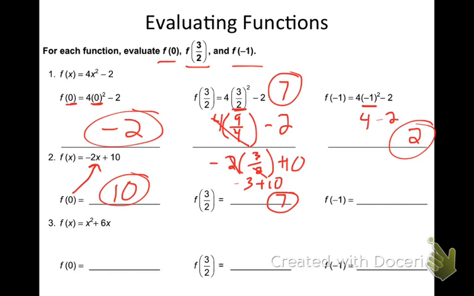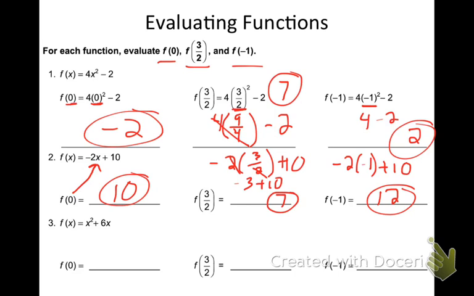Then I have negative 1. So I have negative 2, parentheses, negative 1 plus 10. What's negative 2 times negative 1? 2. Plus 10? Nice job. And 12 is my answer.